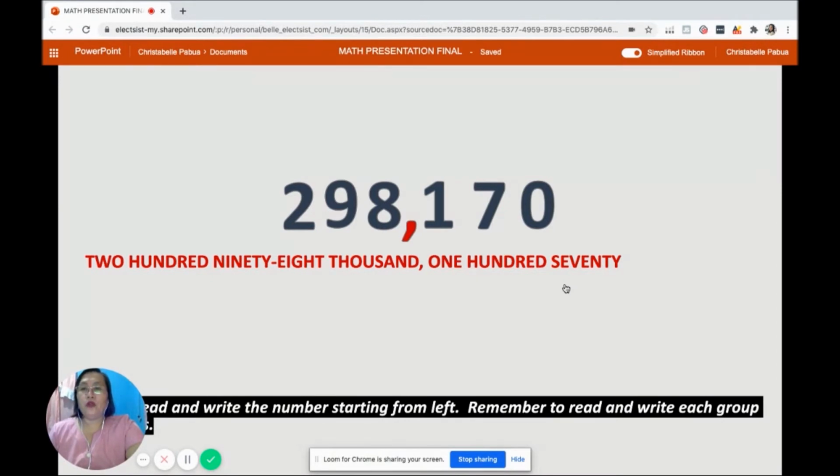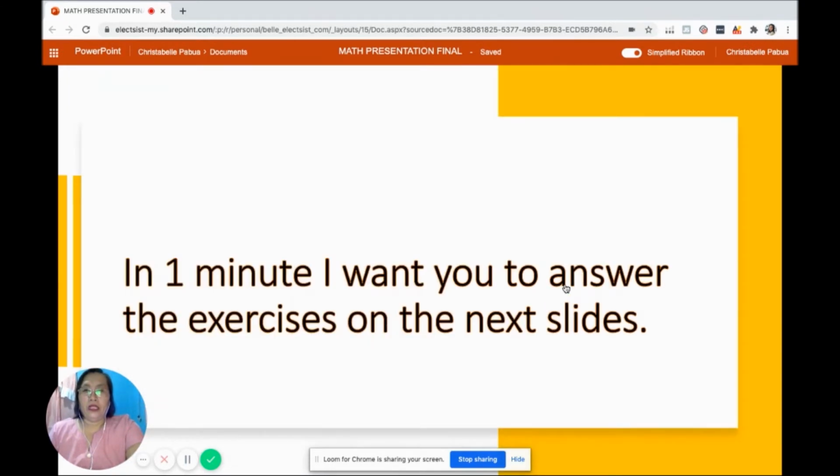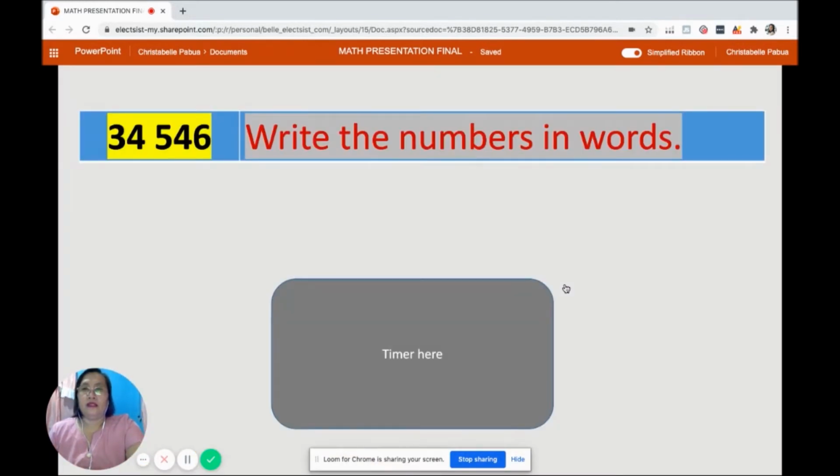Remember to read and write the number starting from left. Remember to read and write each group by units. Are you ready, kids? Now get a pen and a paper. In 1 minute, I want you to answer the exercises on the next slides. Ready? The number is 34,546. You are going to write the number in words. Your timer starts now.